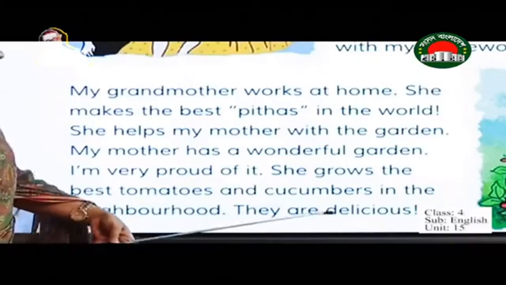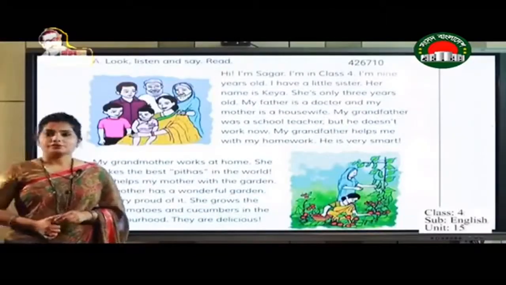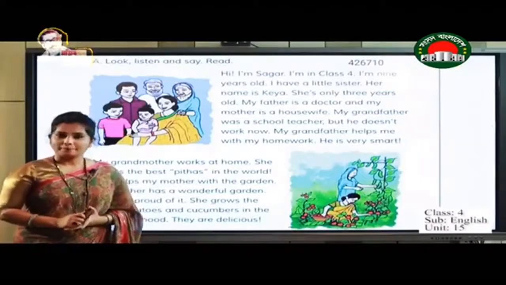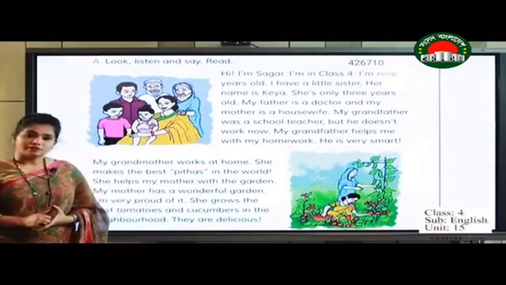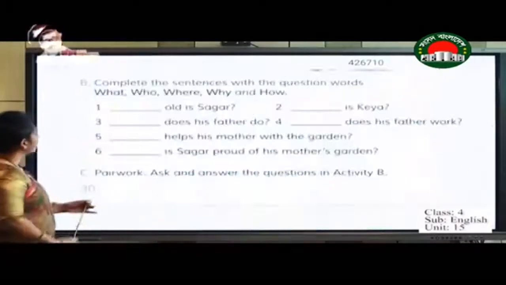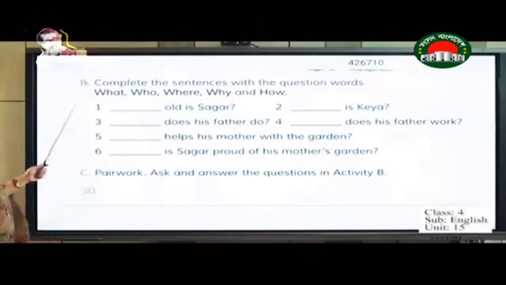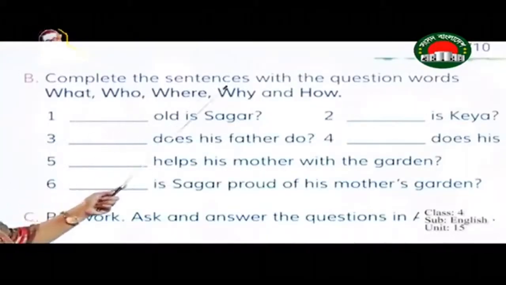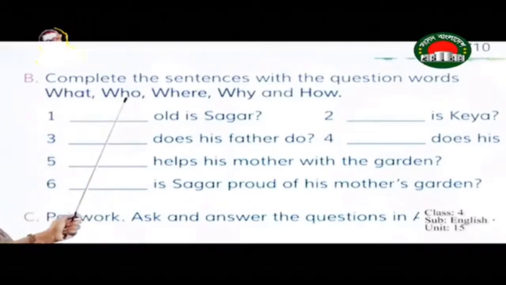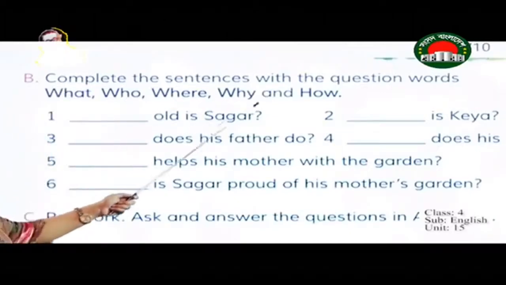They are delicious. Dear students, today in our lesson we are going to work on activity B. So, please turn over the page and look at page number 30. Here in activity B, we have to complete the sentences with the question words what, who, where, why and how.